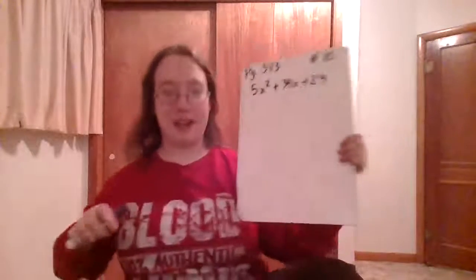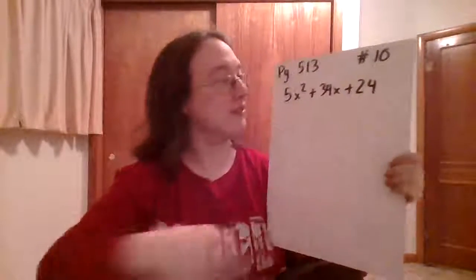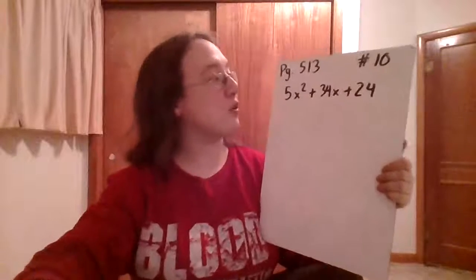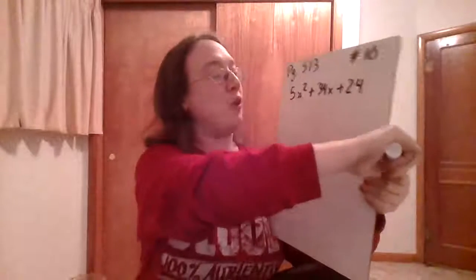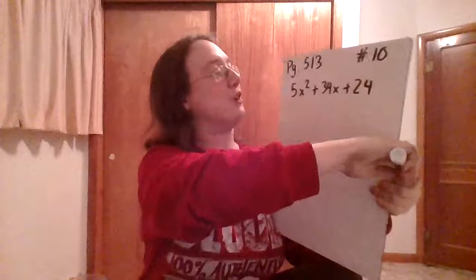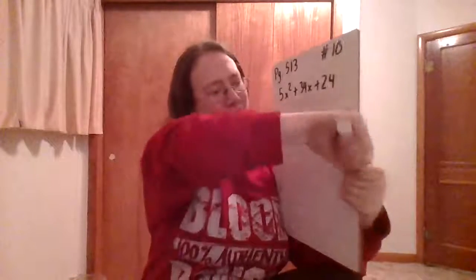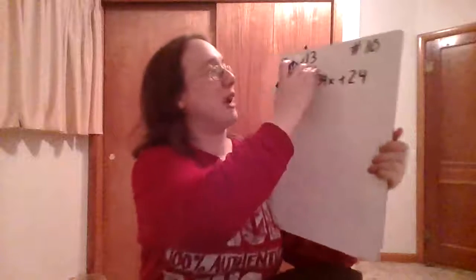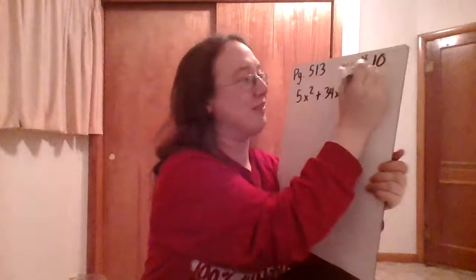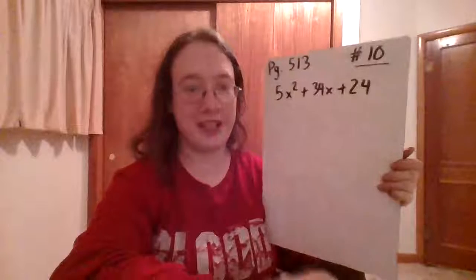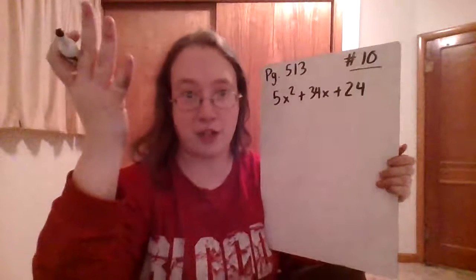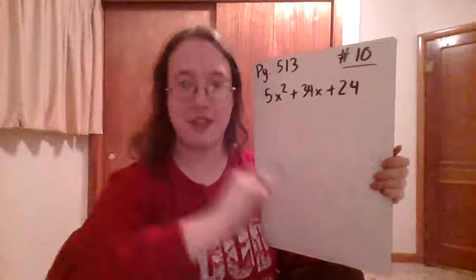Okay, so going on to the next section, we've got one of these ones. These are the ones where we had something in front of our x squared. Again, this is on page 513, number 10. If you're looking at number 10 going, I don't even know where to get started on this, this is how you get started.